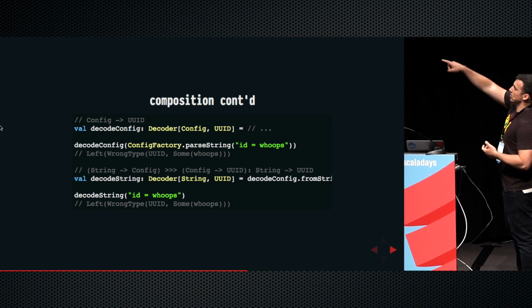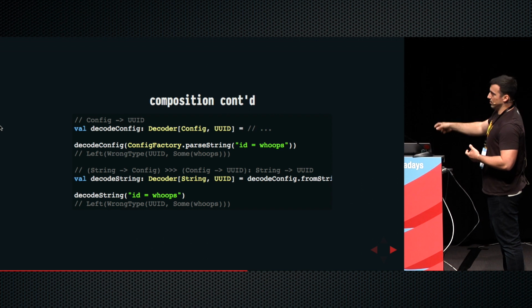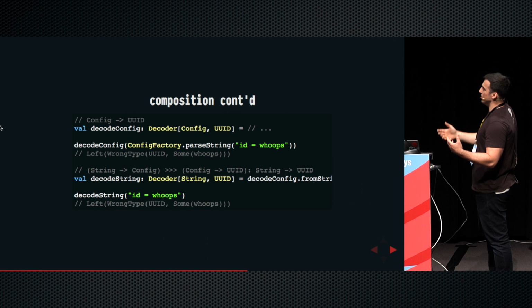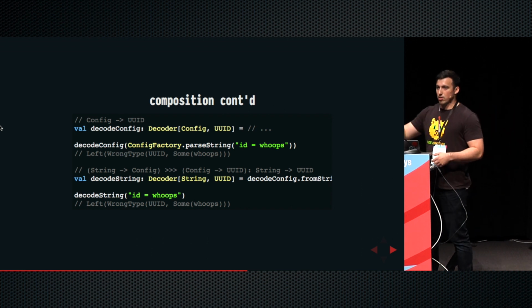So here we're calling decode string and just loading a string directly using type safe config. So type safe config does the dirty work of parsing and loading that. It may throw an exception, and then if it succeeds, it eventually goes through our little arrow flow.